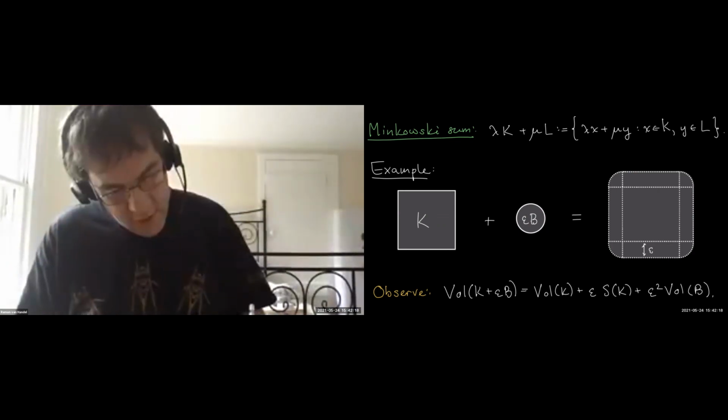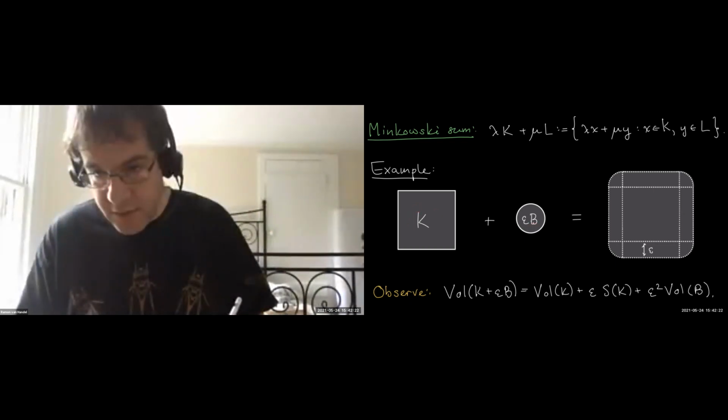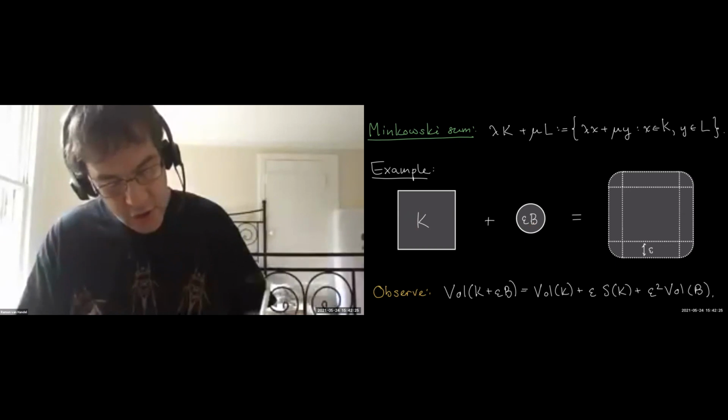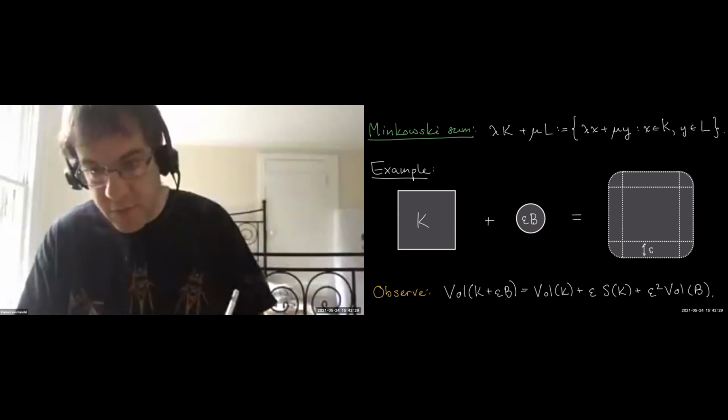So let's take a square. We'll call it K. And for me, B will always be the Euclidean ball in whatever dimension I'm working in. So here we're in dimension 2. Let's take a square K. Let's take a Euclidean ball of radius 1, but multiplied by epsilon. Right? Then it will be a Euclidean ball of radius epsilon.